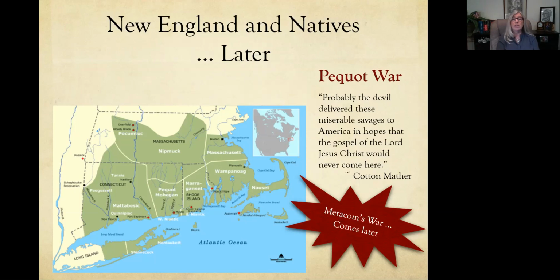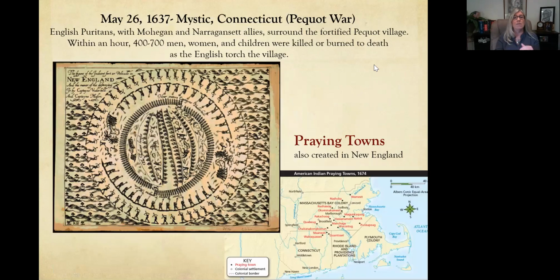And look what this Puritan leader has to say. This is Cotton Mather. He's going to be one of the Puritans living there, and he's describing the Indians: "Probably the devil delivered these miserable savages to America and hopes that the gospel of the Lord Jesus Christ would never come here." So he's looking at this as a supernatural situation where Indians and natives are savages, the work of the devil, trying to detract from their cause. So the Pequot tribe is very, very brutal.